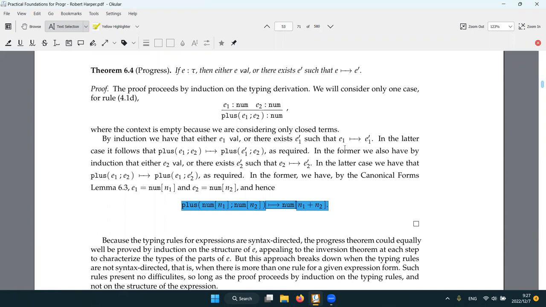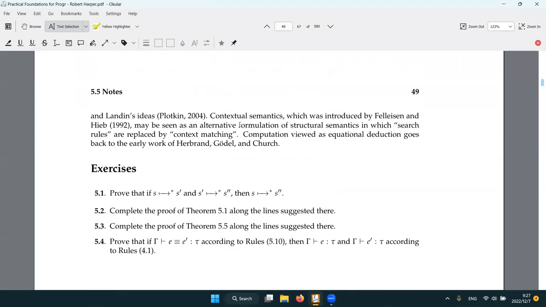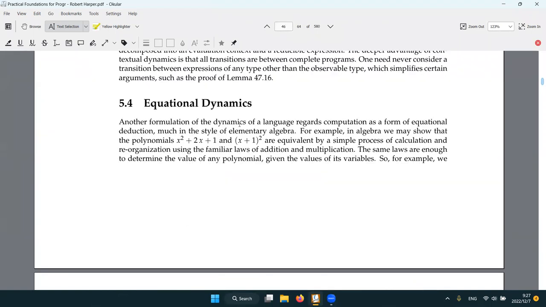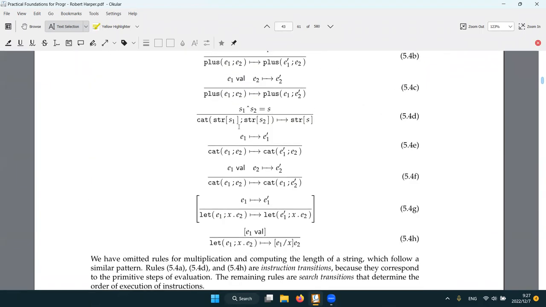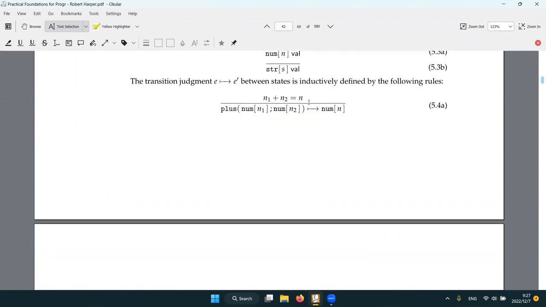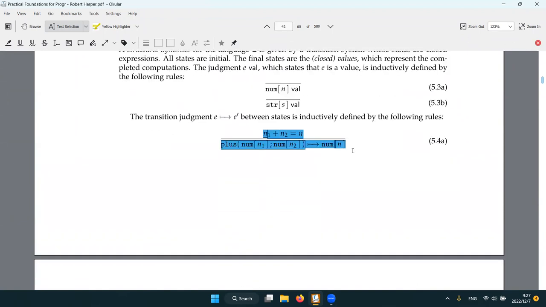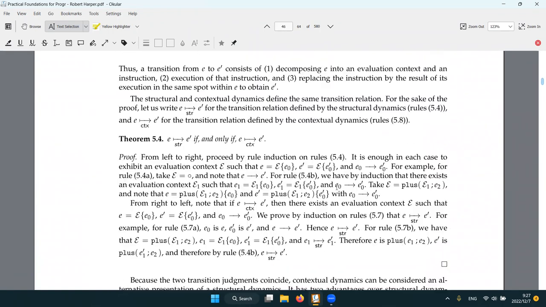So we actually need all three of our rules for E1 and E2 to perform this for the plus. So if we go back, with our rule induction of plus, we use all three of our rules to prove the case.